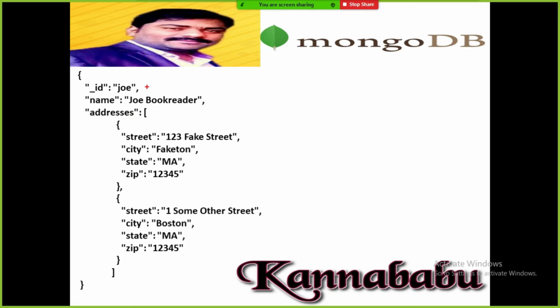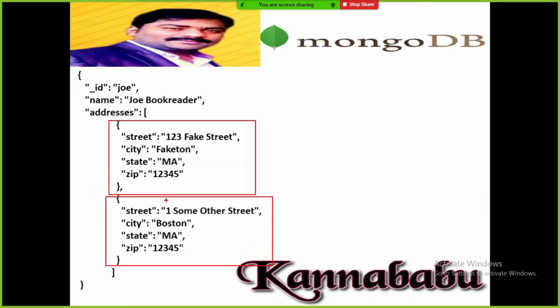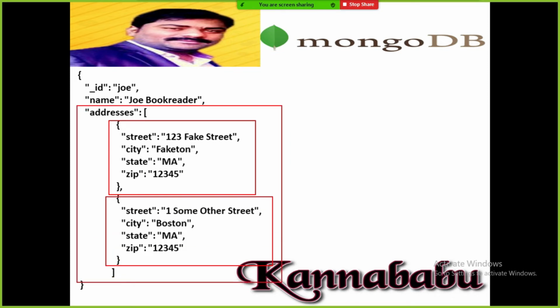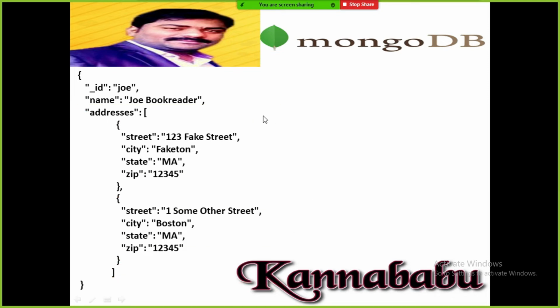This is your patron ID, this is your name, this is your address. These square brackets are like an array. A group of objects you can keep in one array type, square brackets. This is address 1, this is address 2. You can group these two addresses in one address array. Like this you can establish the relation by creating documents inside another document. This is one to many relation.